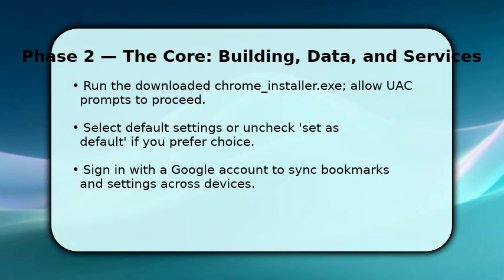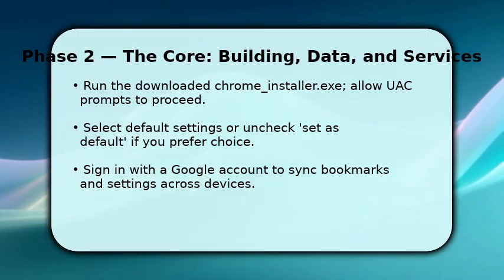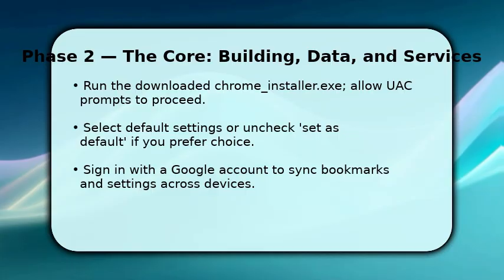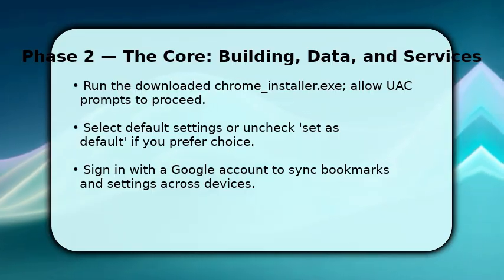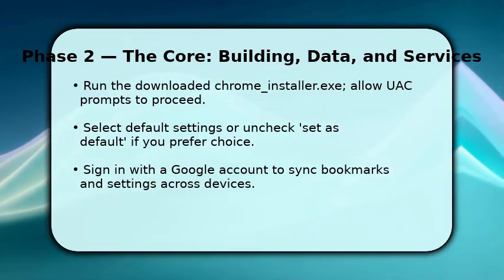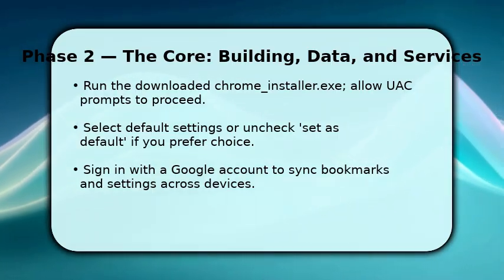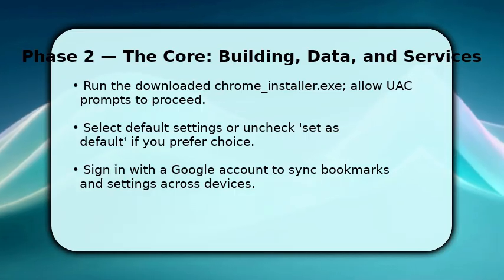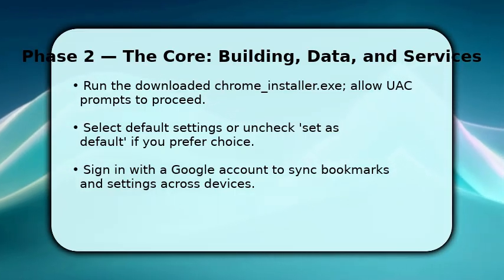Once the file finishes downloading, run Chrome installer.exe and accept the user account control prompt so installation can proceed. You'll see setup options. Choose default settings for most users or uncheck set as default if you want to decide later. The installer runs quickly, let it complete.